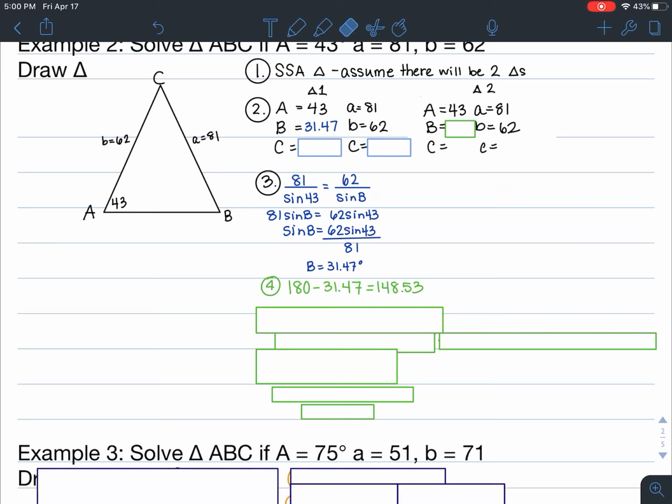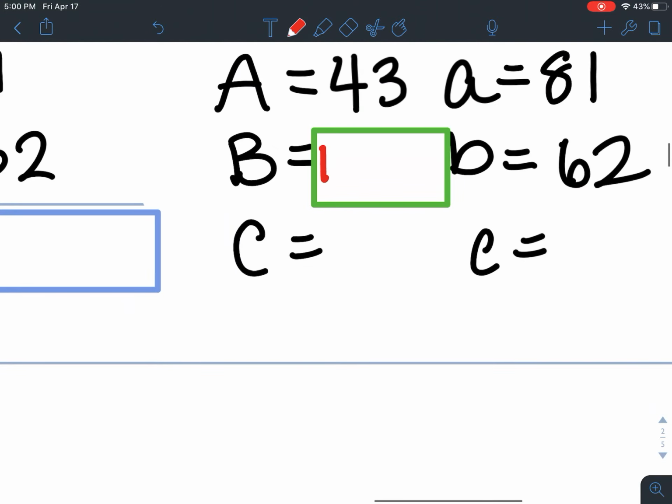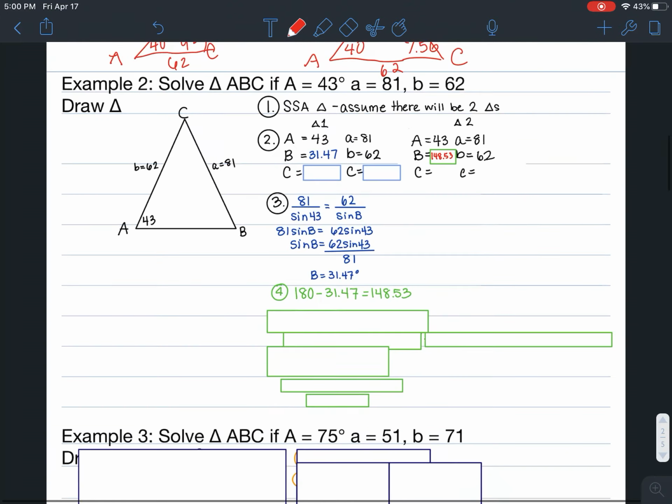Oh no, it did it again. I'll just write it in there. I didn't want to, but 148.53. Here we go.